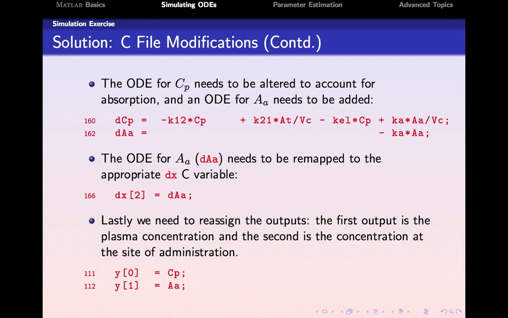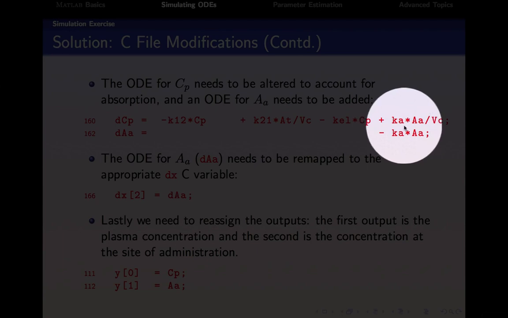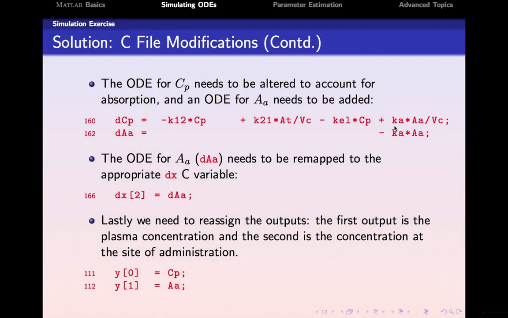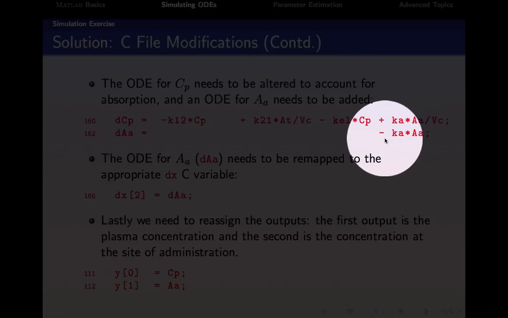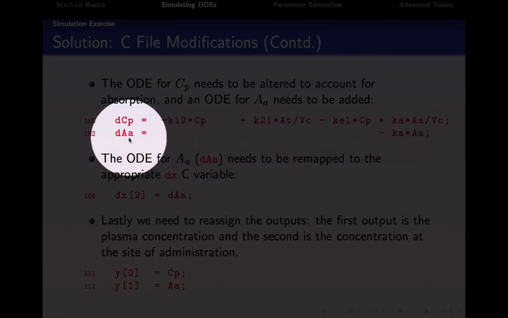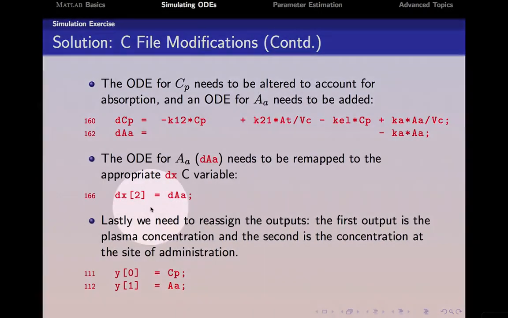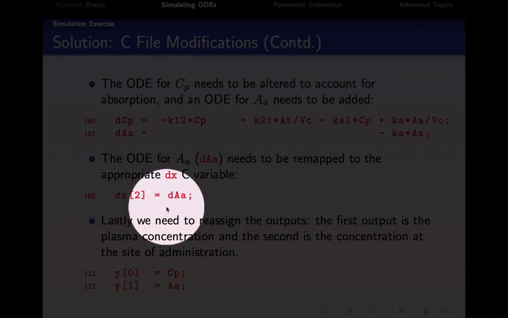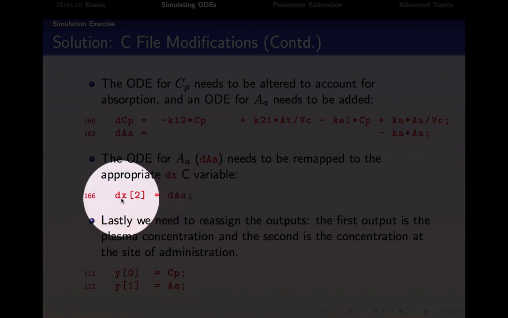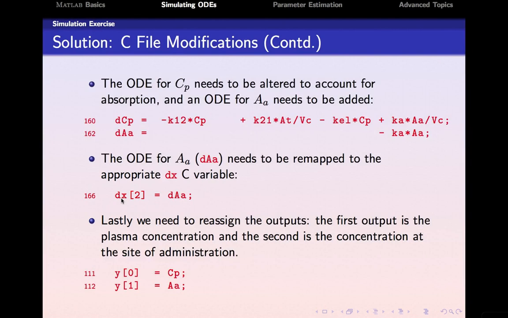Next, we need to modify our differential equations. Remember, we just added this component to the differential equation for the central compartment to account for drug absorbing from the site of administration, and then we have to add this ODE for the site of administration as well. And then in the ODE section, the last thing we have to do is take the derivative we've calculated above and remap that to the derivative variable.